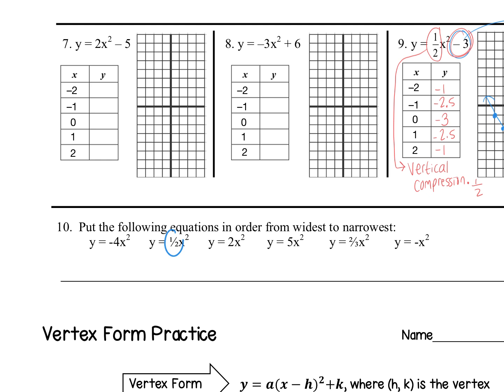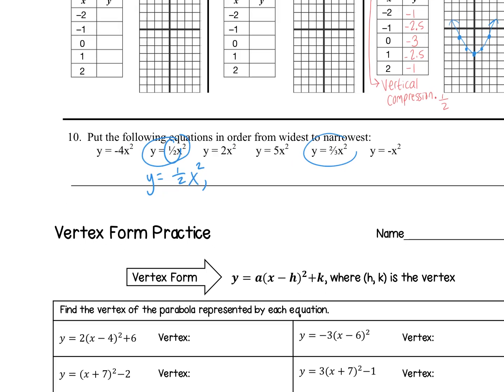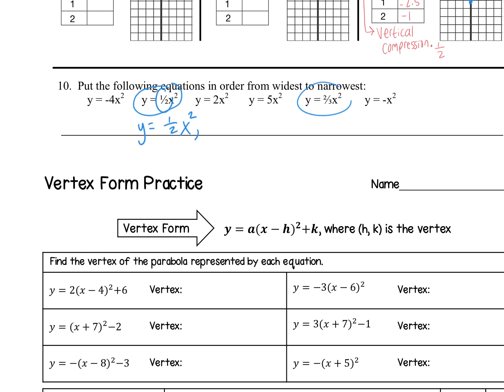Remember, negative or positive doesn't matter. So this one's going to be wide because it's a vertical compression, which is going to push it down. So the first one you're going to write is y equals 1/2 x squared. And then you're just going to continue ordering them. So the next one would be 2/3, etc. And if it says narrowest to widest, obviously just do that backwards. You can check that on the answer key when you're done, and you can check everything else too.